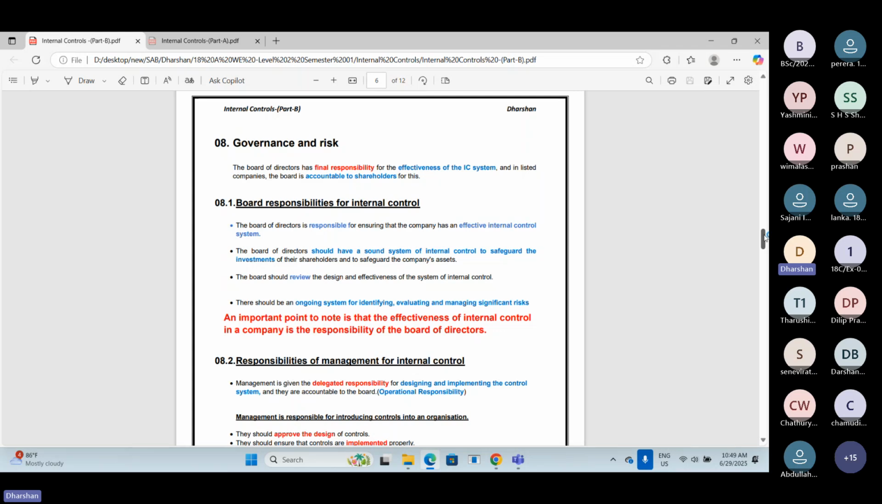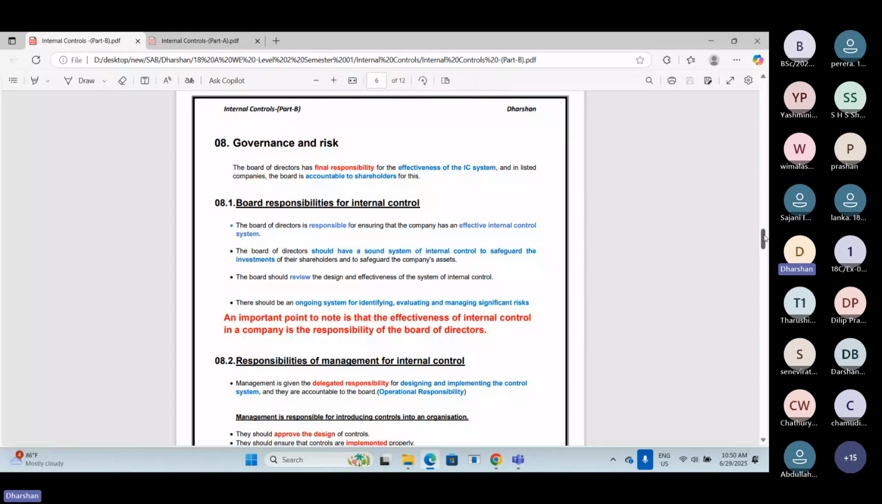Who are the responsible parties of internal control in the organization? So under governance and risk, we are going to discuss the responsibilities of relevant parties. First of all, I want to tell you the parties involved in the internal control. First, board of directors. Second, management. Third, auditors. In auditors, we can classify into two, internal and external.